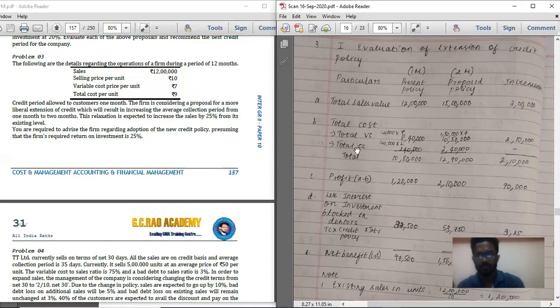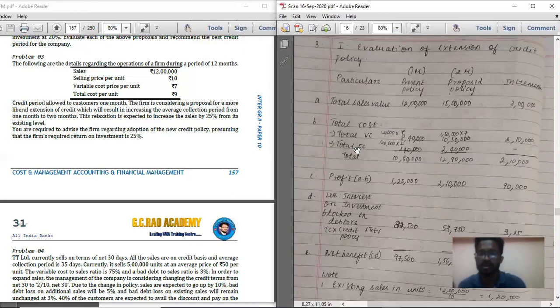Take down the notes. Problem number 3. Statement number 1. Evaluation of extension of credit policy. Below that, a 4 columnar table.